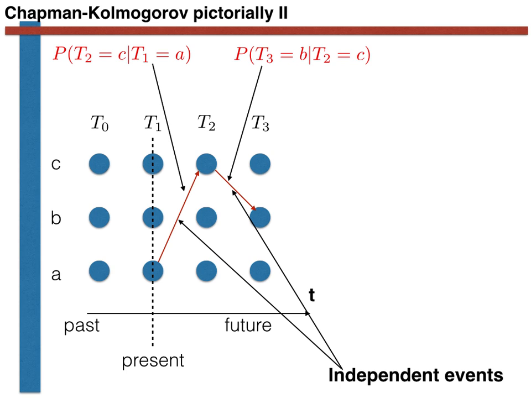Now remember that we can obtain the probability that two independent events occur by multiplying the two individual probabilities together. Consequently, for this particular problem, we can calculate the probability that the system will move from t1 equals a to t2 equals c, and then on to t3 equals b, by multiplying the conditional probability that t2 equals c given t1 equals a by the conditional probability that t3 equals b given t2 equals c.